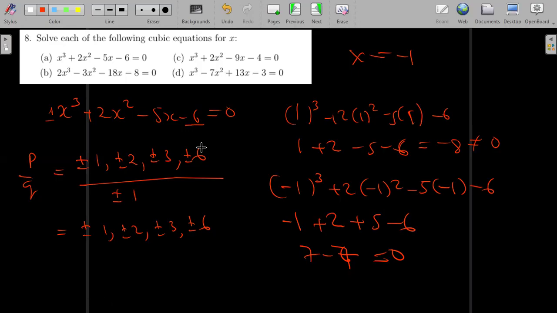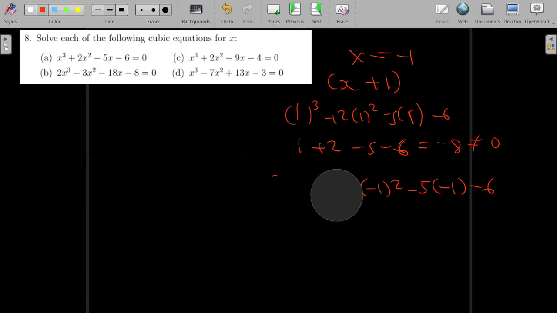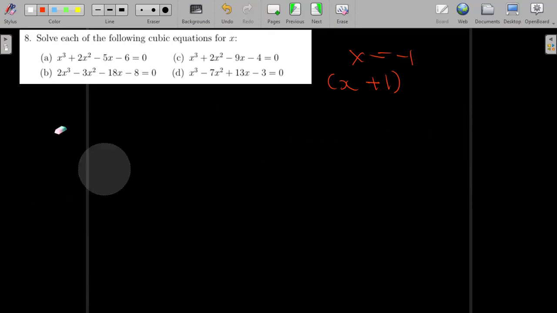And if that's a root, it means I have my first factor, which is x plus 1, because I take this minus 1 to the other side and it becomes plus 1. So that's the first factor. I can use either long division or synthetic division from this stage, but I'd rather use synthetic division to get to the next stage, such that I am able to factorize completely, then equate to 0 and find those values of x.